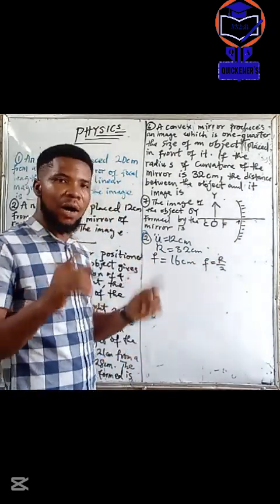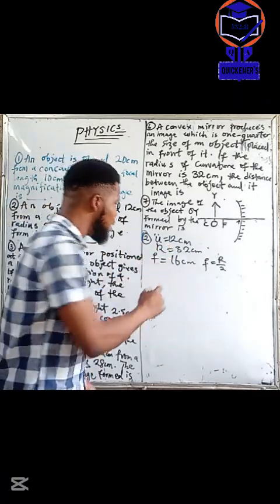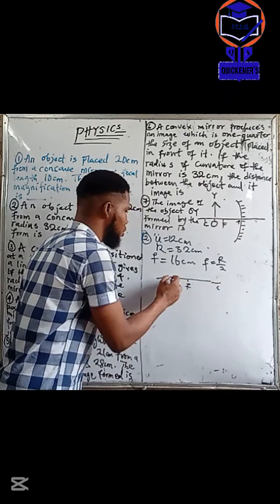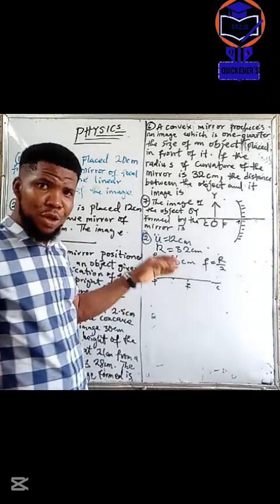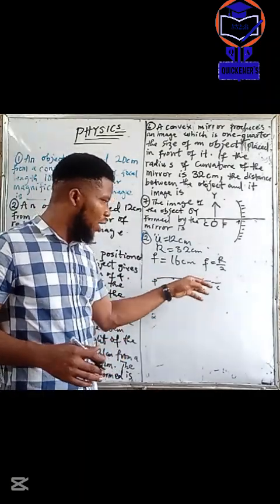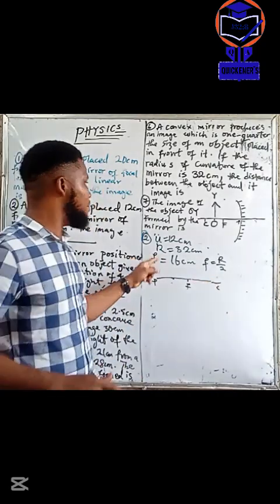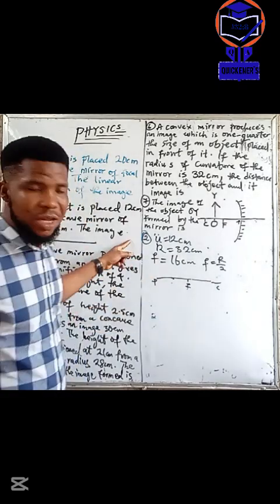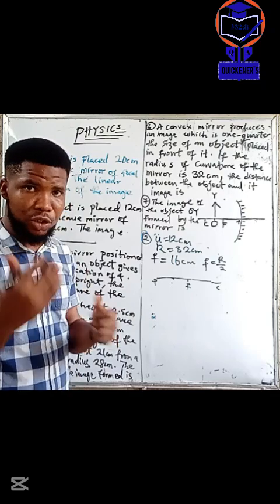Now, if the object is placed at 12 centimeters, it means, if this is the focal length and this is our center of curvature, the object was placed somewhere here between F and P. Can you see that? It's between F and P, not at F, between F and C, or at C. Remember, I've taught this in our previous video. You can go and watch that and understand it.